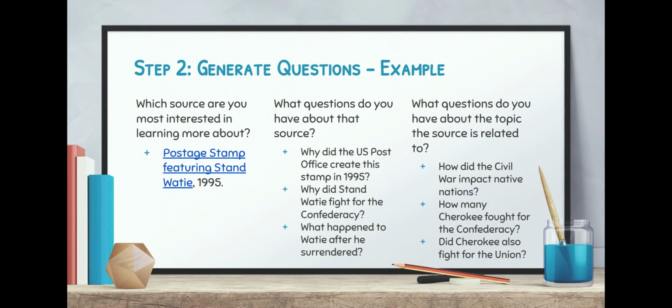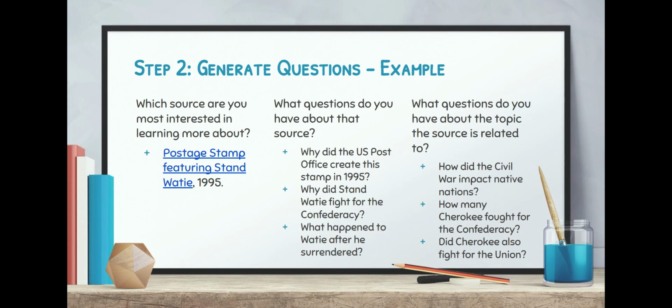Why did the U.S. Post Office create the stamp in 1995? Why did Stand Watie fight for the Confederacy? What happened to Watie after he surrendered? Based on the topic, I came up with these questions. How did the Civil War impact Native nations? How many Cherokee fought for the Confederacy? Did the Cherokee also fight for the Union?